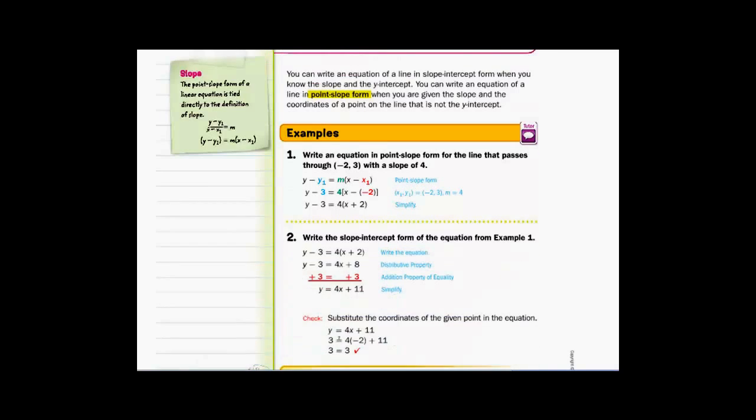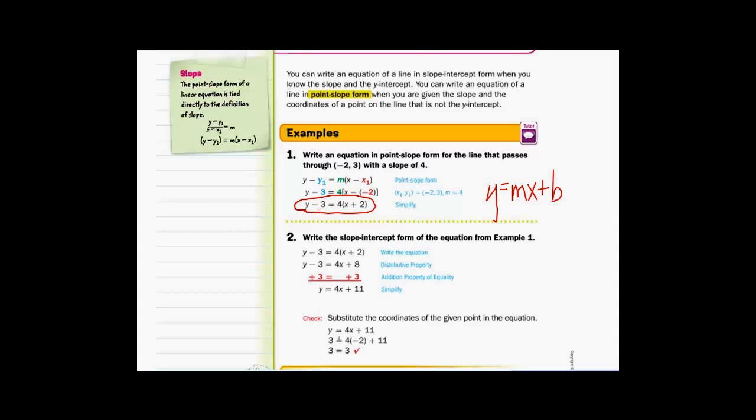It says write the slope-intercept form of the equation in example 1. So it's basically asking you to take that one that you just did and this time make it slope-intercept form. So slope-intercept form looks like this: y equals mx plus b. So in order to get that, you need to take this and basically solve for y.